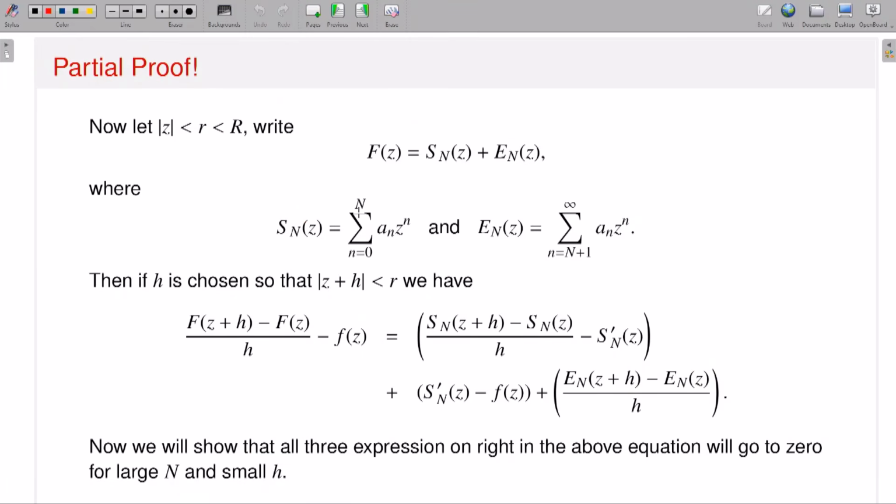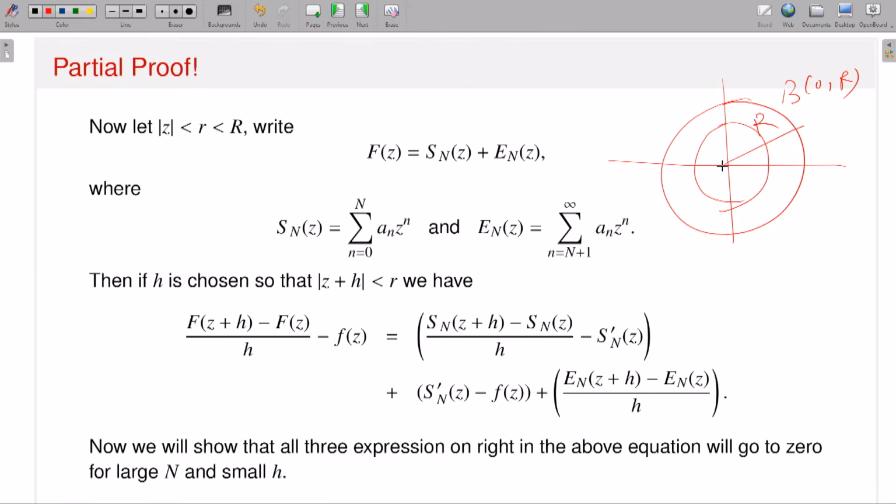Let us look at it pictorially. This is my ball of center 0 radius capital R. Then I will take a smaller radius, let it be small r. So I will consider small r, which is less than capital R, and a point with mod z less than r, which is less than capital R.